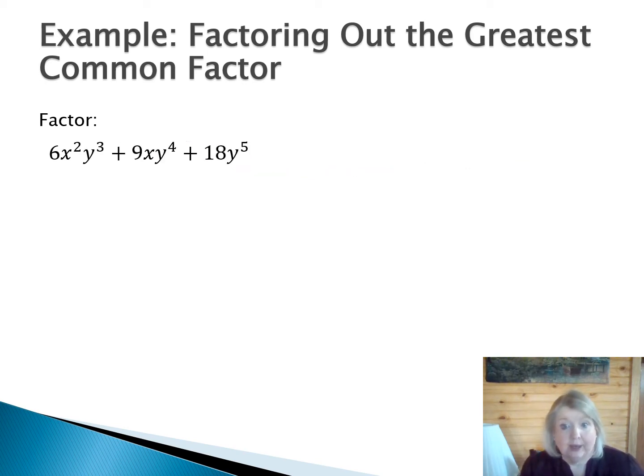And another trinomial to make sure we're all on the same page. Factor out the greatest common factor. 6, 9, and 18. I think my greatest common numerical factor is going to be 3. X, X, no X. So there's no X in my common factor. Y, Y, Y. All three guys have a Y. So Y will be part of it. And I choose the least exponent. So from 3, 4, and 5, I choose 3.